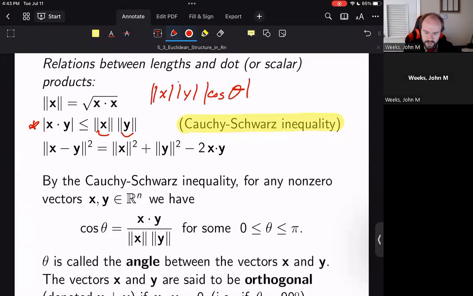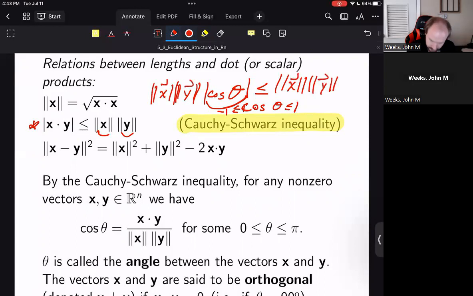Well, if we're talking in the real numbers, then these are all double lines right here. And this guy right here is the only thing that's left standing between this value and this value. But what do I know about the absolute value of cosine of theta? Cosine of theta is always in between 1 and -1. Because of this, I know that this is automatically going to be less than or equal to this guy, the magnitude of x times the magnitude of y. And that is the Cauchy-Schwarz inequality, at least in terms of the real numbers. We'll want to be talking about this in terms of abstract vector spaces as well. So this is something that we're going to keep in mind.